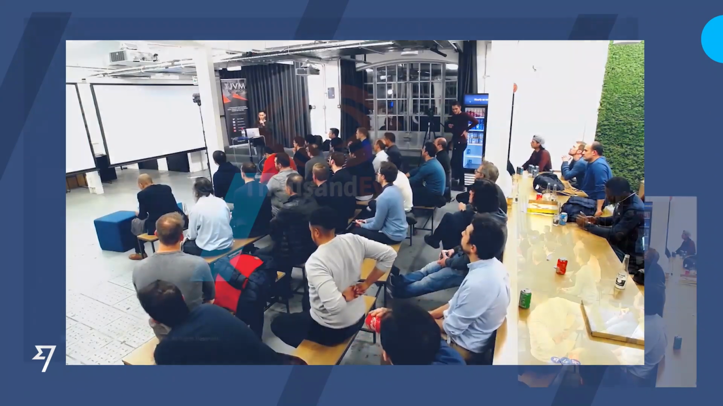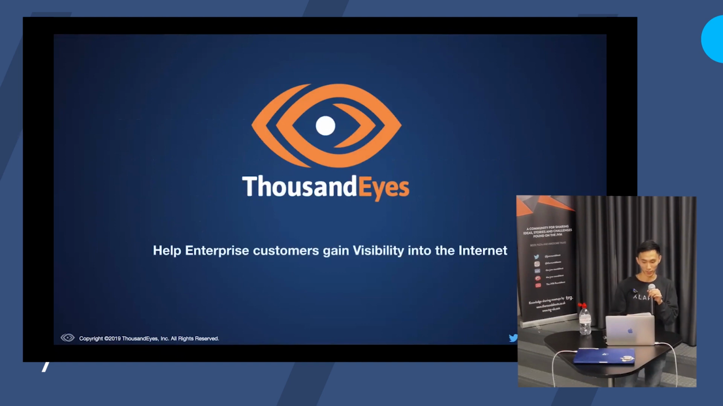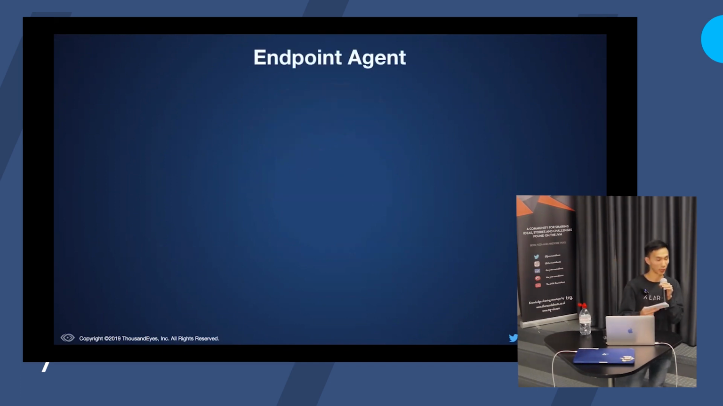Now, ThousandEyes is a software as a service company. Our main aim is to help our customers gain visibility into the internet. And our customers are mainly enterprises, and I'll go into a little bit more detail about what this means later. But within ThousandEyes, there are multiple product teams, and I sit within one of these product teams. And our product team is called the Endpoint Agent.